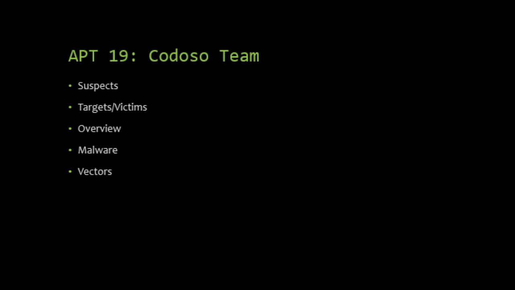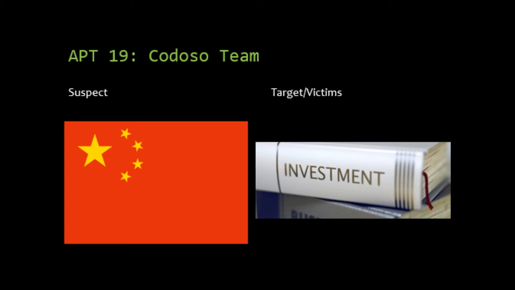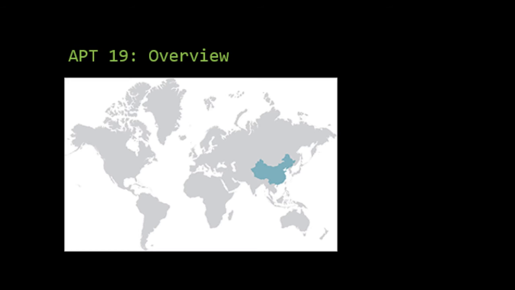The next one I went to was APT-19, which is also known as Codoso Team. They all have specific names that they are based off of, so you can't just look up APT-19, because I realized when looking up things like APT-19, it shows you apartments, and I didn't need apartments, I needed information. So the suspects here was also China, and the target sectors were legal and investment.